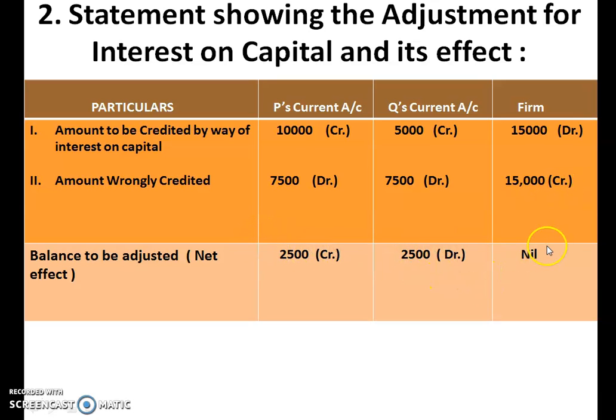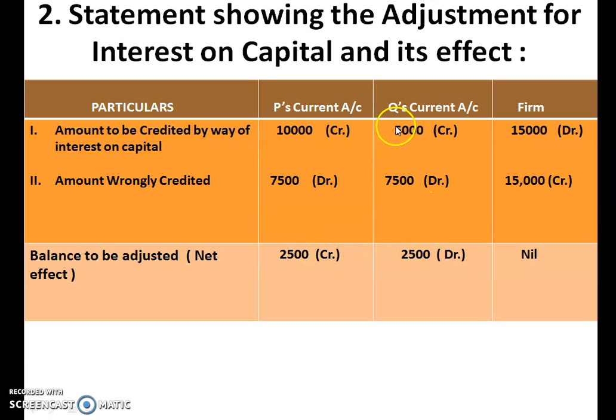Now draw a line. Below that, write down balance to be adjusted. Here is the actual working. Suppose this is part A of your answer and this is part B of your answer. You have to subtract A from B. How much will you get? 10,000 less 7,500. The answer is 2,500. And just check which amount is more. Is it the credit side or the debit side? Yes, it is the credit side, because on the credit side it is 10,000. So here you have to write credit.